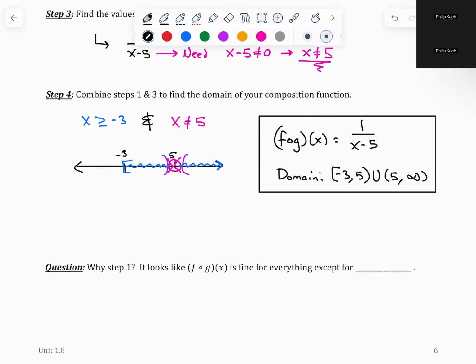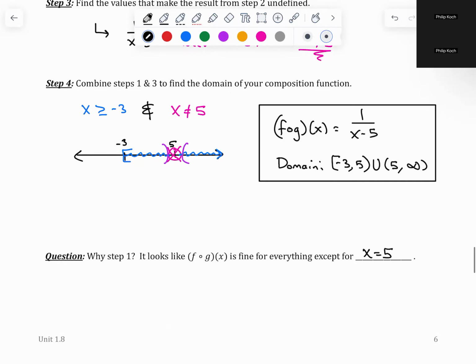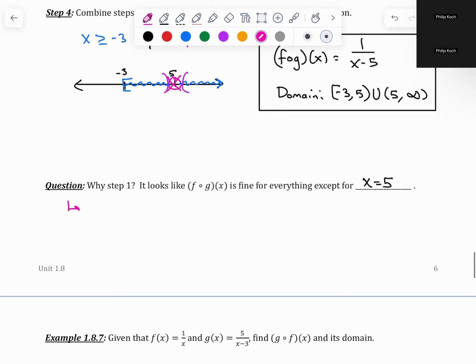So why step 1? Because g of x is driving this situation. If I can't plug it into g, I certainly can't plug it into f, because I'm going to be trying to do g of undefined, f of undefined, which won't work. So point being, if I look at this function in its simplified form, it looks like the only issue is x equals 5. But why is it that I need to do it?